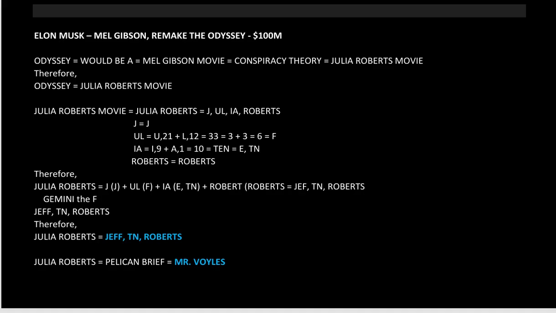Therefore, Julia Roberts becomes: J remains J. UL becomes F. IA becomes ETN, and Roberts becomes Roberts. Therefore, the final result is JEFTN Roberts. Now apply the Gemini rule to the F. The Gemini rule allows me to make a twin out of one letter in a word. I can only apply it once per word. In this case, I'll apply it to the F in Jeff. Now we get JEFFTN Roberts. Therefore, Julia Roberts translates to Jeff TN Roberts.